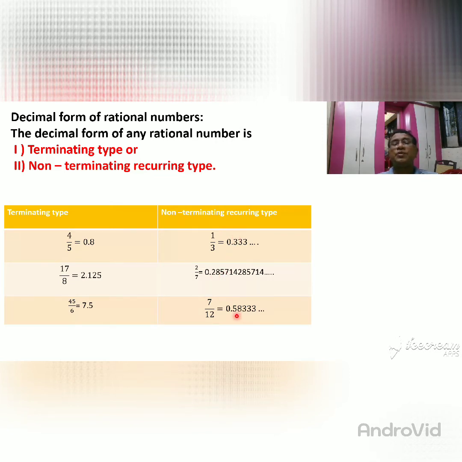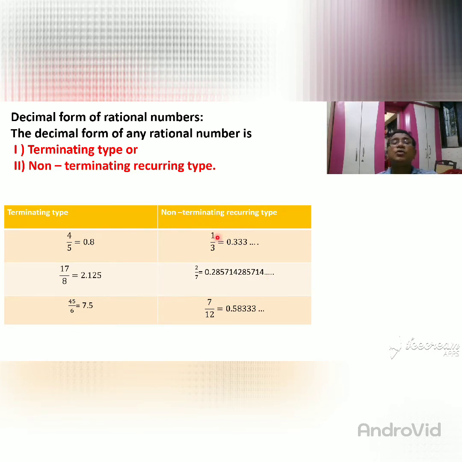See, it is very simple to understand. I am showing that in the group of numbers 0.58333, the 3 is coming again and again, so a single number 3 is repeating. But if you observe 0.285714, after 714 the same group of numbers is coming again and again, so it is recurring. Do you understand?